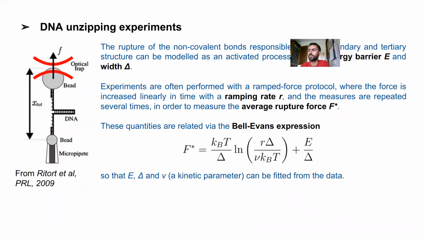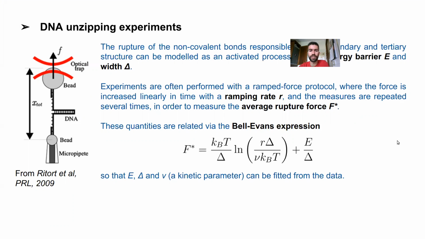Things, of course, become a bit more complicated in the presence of a secondary or tertiary structure, as can be seen, for instance, in a DNA unzipping experiment, where a force is applied to the ends of a single DNA filament, which forms a hairpin. In order to stretch the molecule, one has to unzip the hairpin, breaking the bonds between the bases. This process can be modeled as an activated process with an energy barrier E and a distance delta.